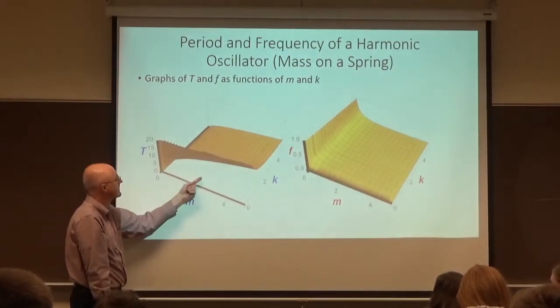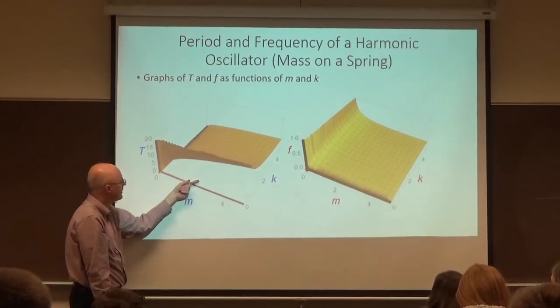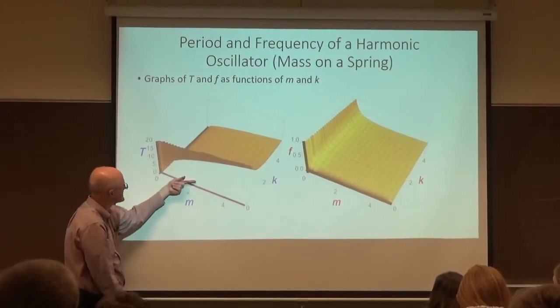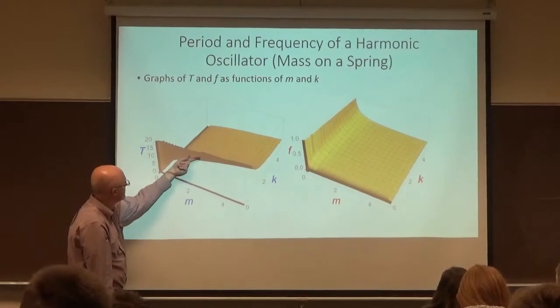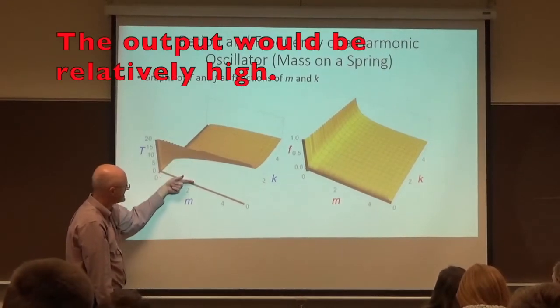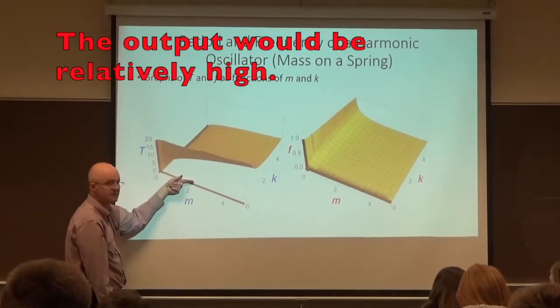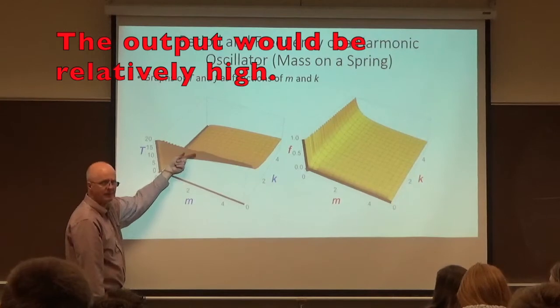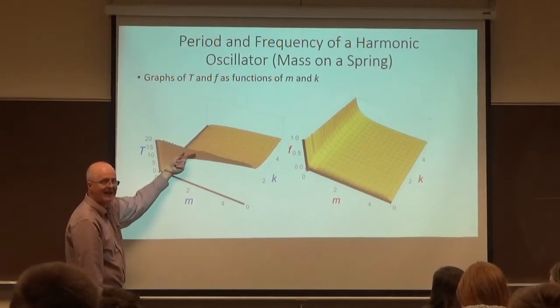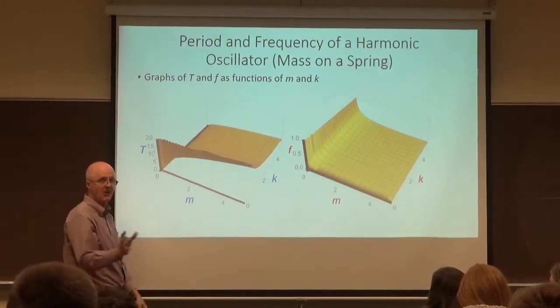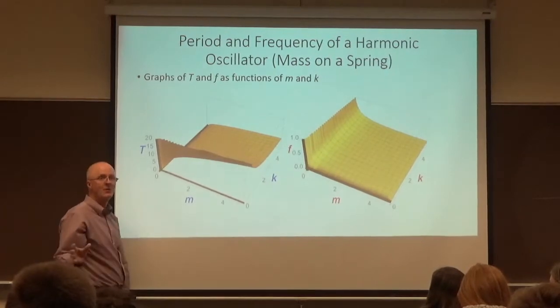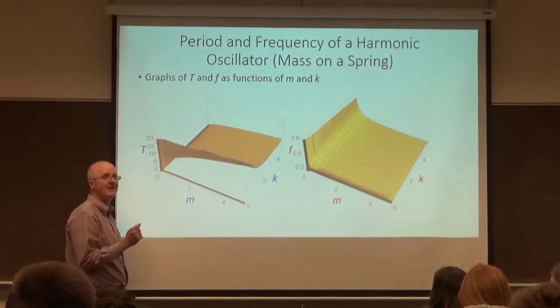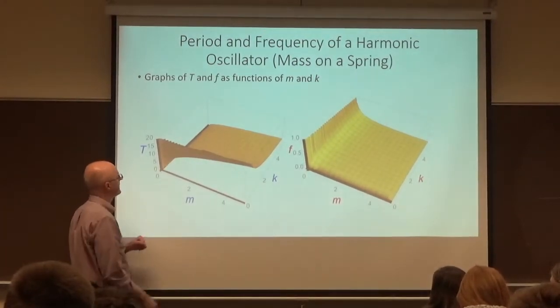If you start with an input down here where m is about 2 and k is close to 0, the output would be relatively high. If the mass is 2, say, kilograms, and k is close to 0, newtons per meter is the units, but don't worry about that, the period is going to be fairly high. It's going to be a fairly slow oscillation. The mass is relatively big compared to k. And you can try other points.